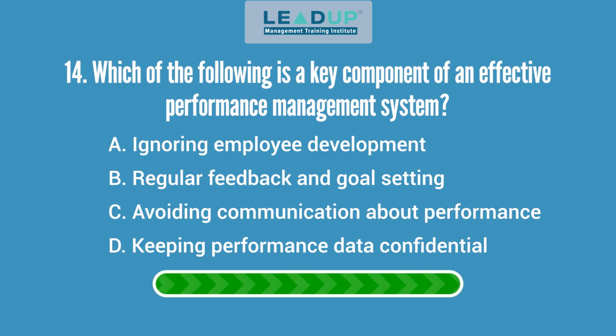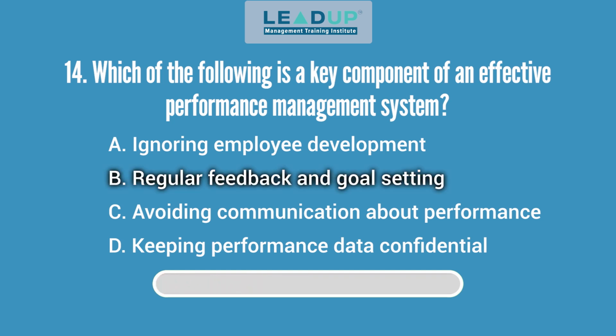Question 14. Which of the following is a key component of an effective performance management system? A. Ignoring employee development. B. Regular feedback and goal setting. C. Avoiding communication about performance. And D. Keeping performance data confidential. Answer: regular feedback and goal setting.